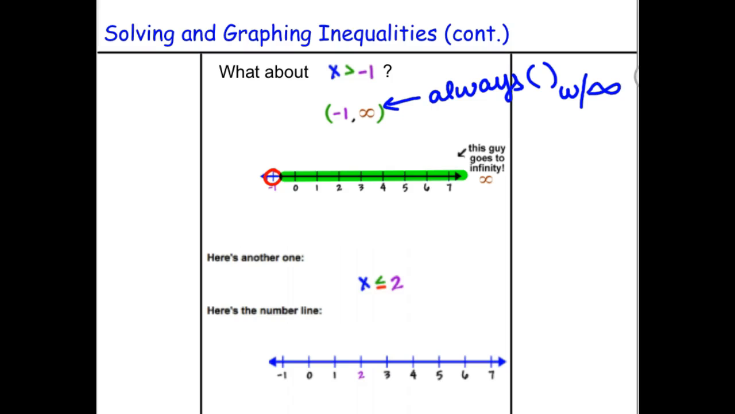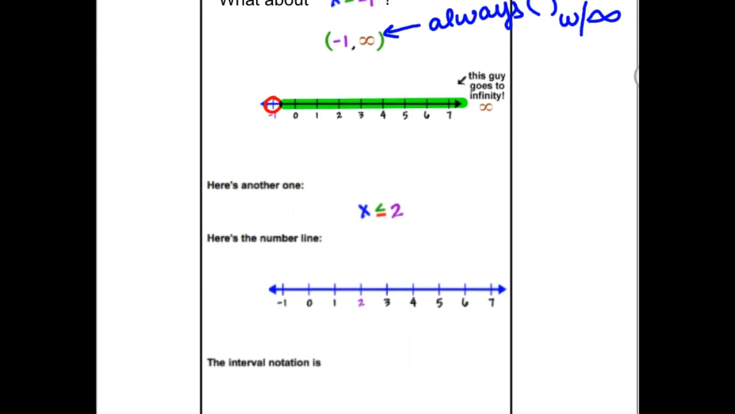Now, if we look at the other one, x less than or equal to 2. Here, we are going to be sitting with a closed circle at 2 because it's less than or equal to, while x is on the left. And when we shade, we want to go the way it points. X is less than, so we go to the left side.